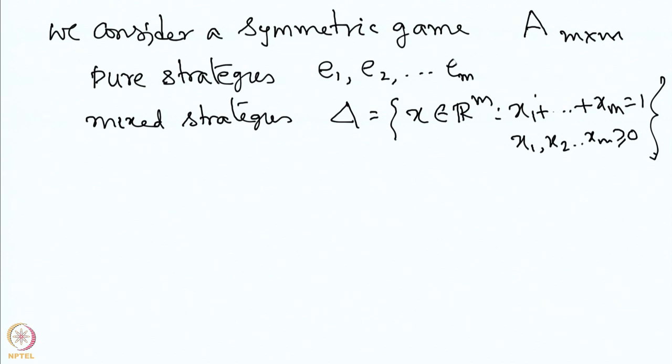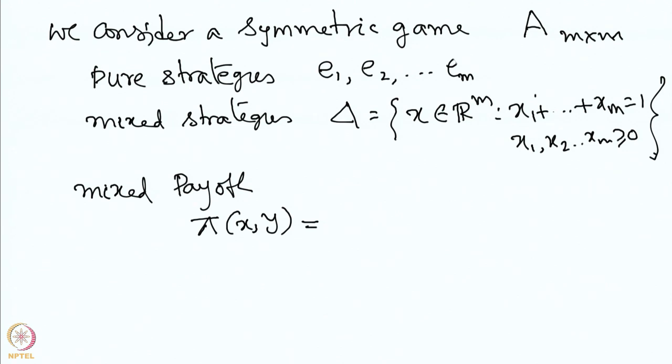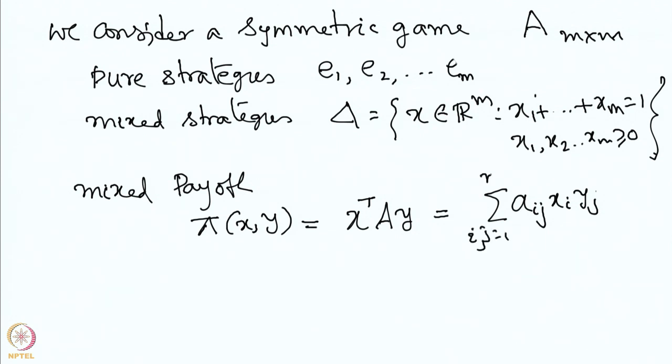And the payoff function, the mixed extension, the mixed payoff function, pi(x, y) is nothing but x transpose A y. Of course, if I write it, it is the sum of a_ij x_i y_j, where i, j both range from 1 to m. So, we are considering a symmetric game and these are the notations that we use.